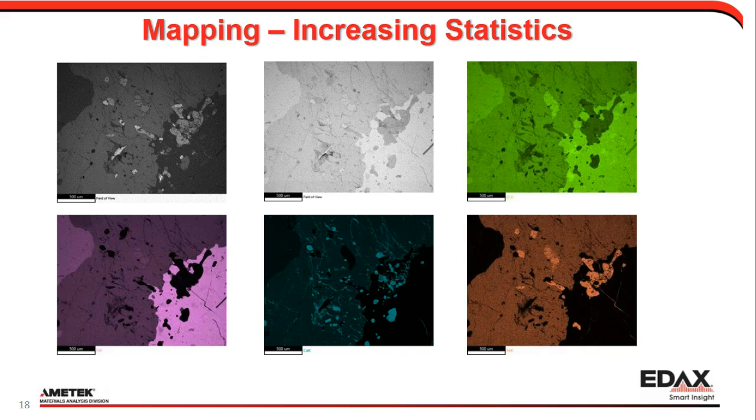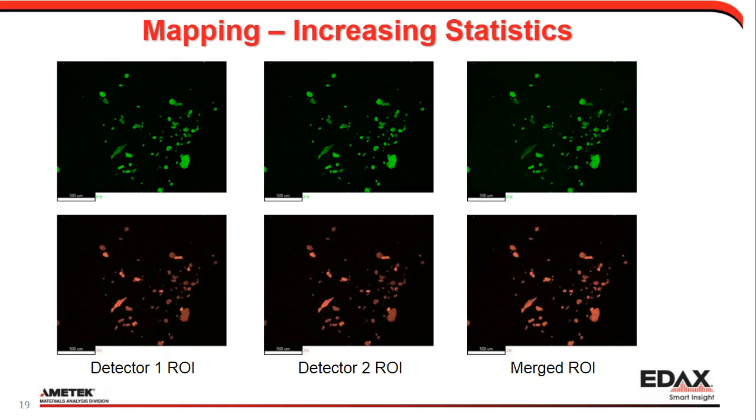And then bottom right, we have the iron map, where we can see the calcium correlates with the iron, but we also have some other iron inclusions on the right-hand side. But for what we're doing here, I am concentrating on the phosphorus and zirconium.